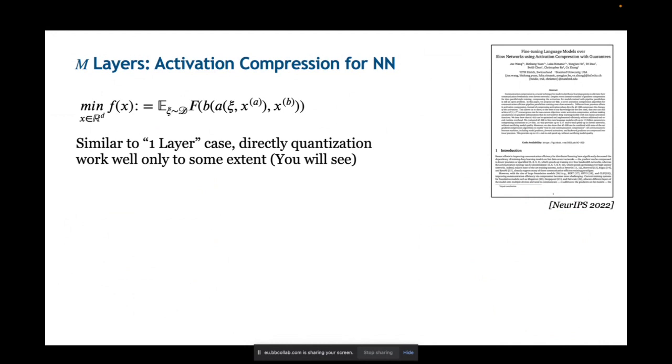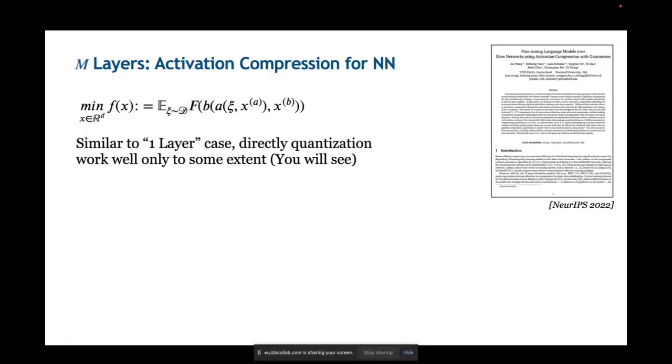But here, when we talk about these multiple layers, we actually do not have too strong a structure about the problem. So what should we do? The short answer is we don't know, right? But we have some early attempt about how to accommodate this problem.